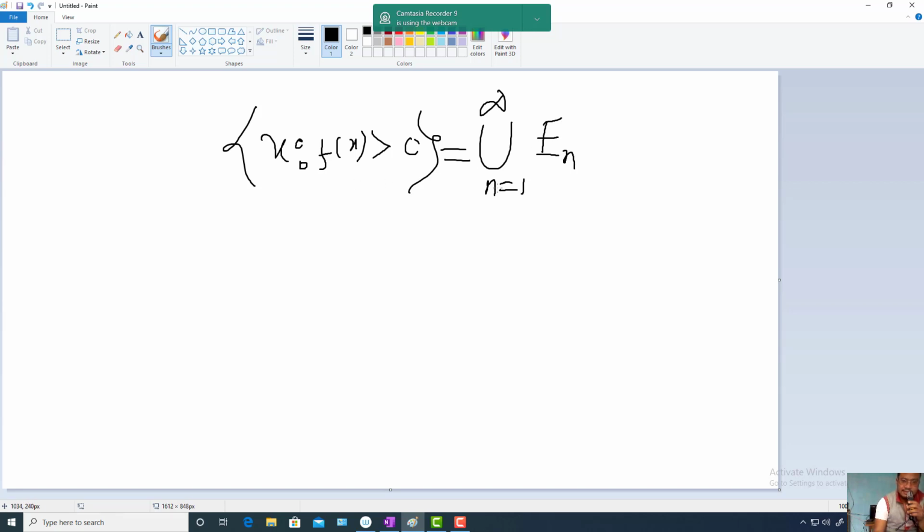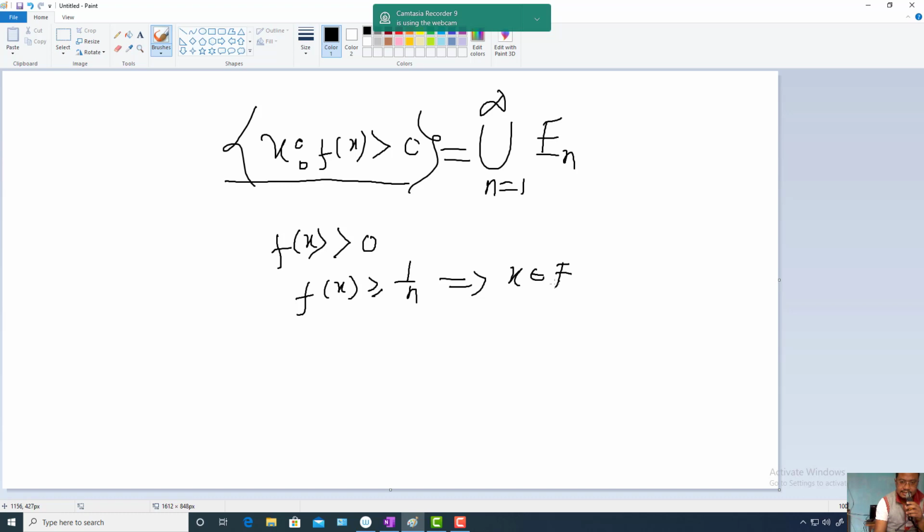You take 1 point from here and show that it is a member of this one. Suppose x is a member of this one. If that happens, what? f of x is greater than 0. So if f of x is greater than 0, then by Archimedean property, there exists a natural number n such that f of x is greater than or equal to 1 upon n. So that means what? This implies that x is a member of En.